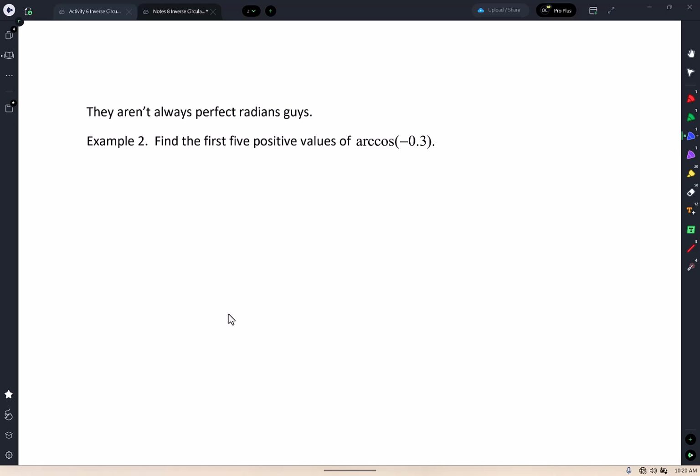Now, I don't have a perfect radian. Now it doesn't have a pi in it. So look, it says find the first five positive values of arc cosine of negative 0.3. So we're going to try it two ways, using our skills that we just learned. Let's try it first by graphing. Remember what this means. This means cosine of some angle equals negative 0.3.